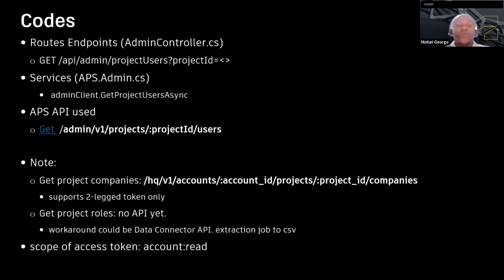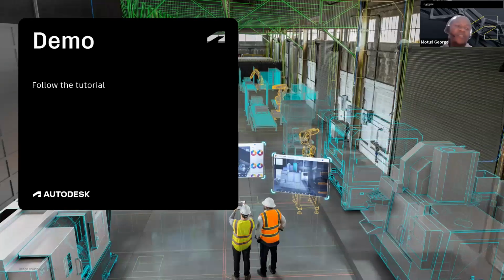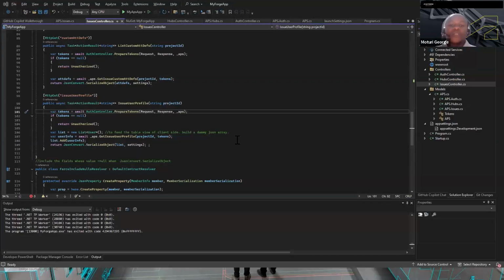So this access token scope is account read for those who are going to do it via Postman or create your own APIs. So let's proceed with the demonstration for project admin. So first of all, we stop our server and proceed.